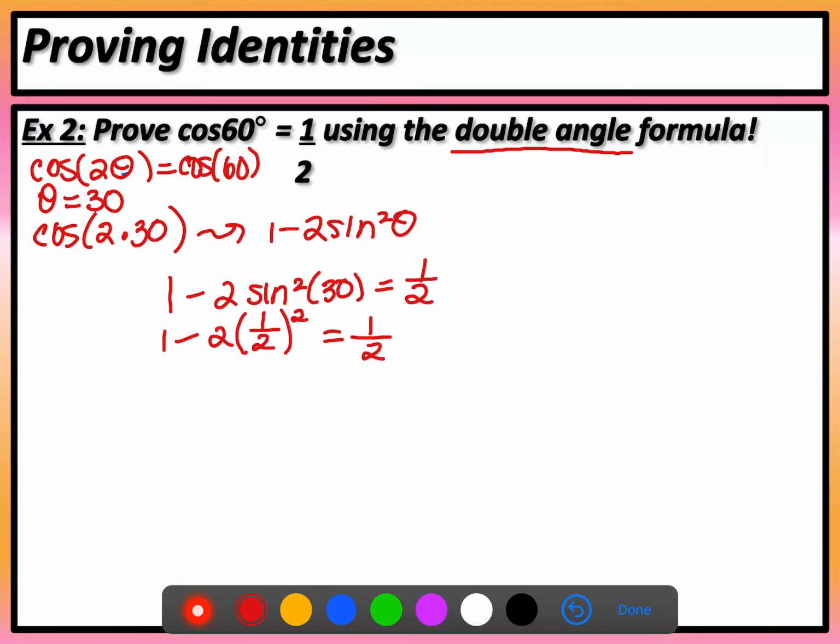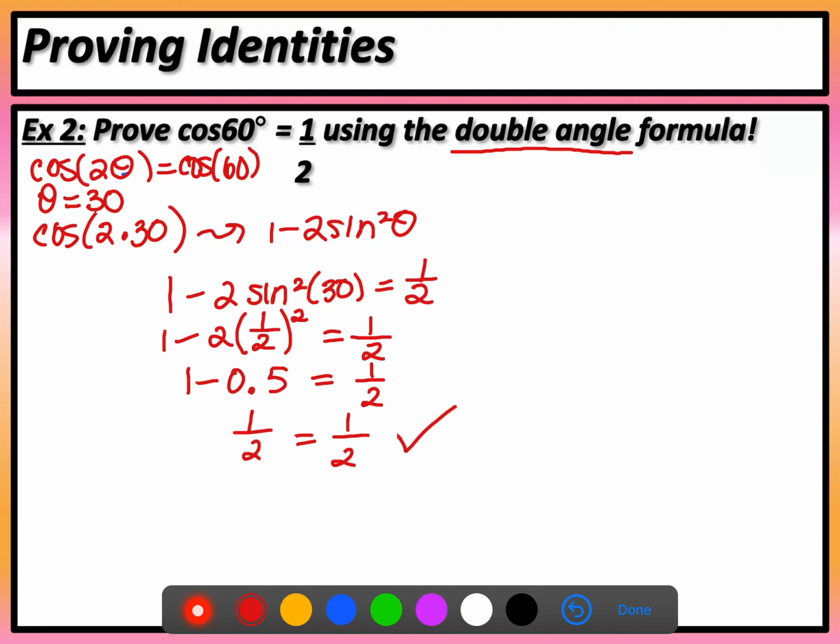And in order to get sine squared, we just square that 1/2. So now all that's left to do is evaluate the left side. 1/2 squared gets me 0.25. Multiply by 2, that gets me 0.5. So this is 1 minus 0.5 equals 1/2. So 1/2 equals 1/2. So we just proved it.